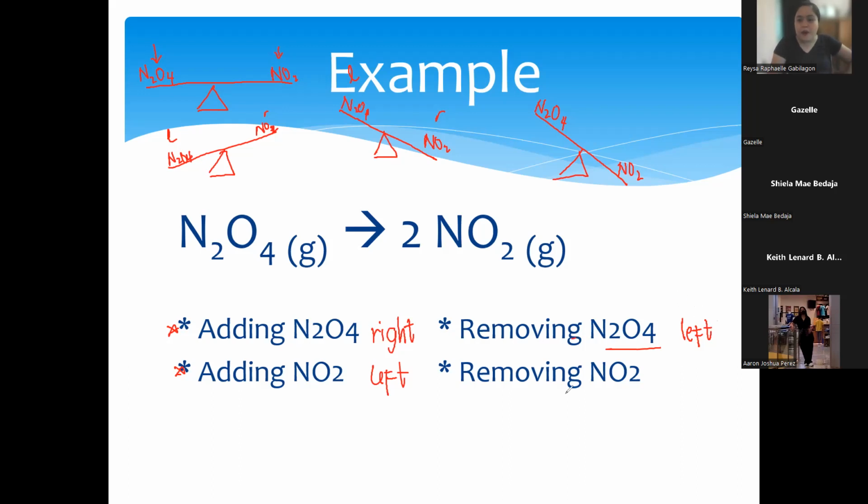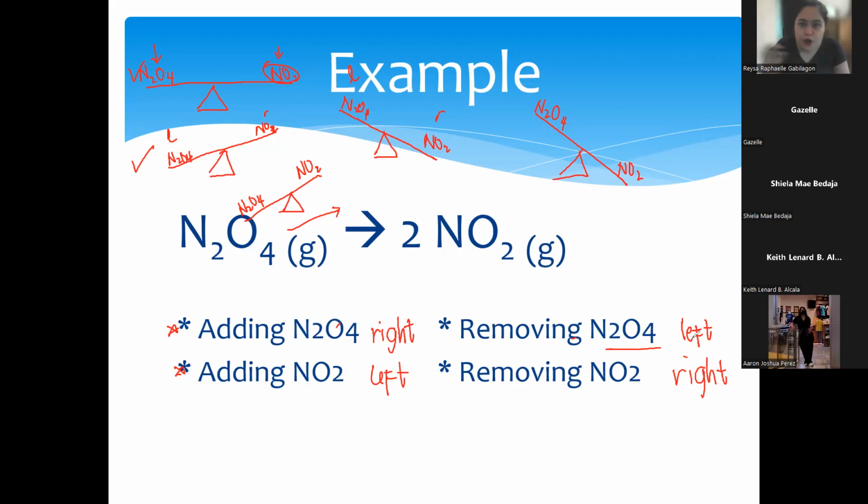Okay? Now, how about removing NO2? Ito na naman yung binawasan natin. Ano mangyayari? Siyempre, mas mabigat ito na side. So, parehas sila class ng drawing neto. Mas mabigat na ngayon si N2O4 kesa kay NO2 kasi nga nagbawas ng NO2. So, the reaction here, parehas sila going to the right. Okay? Going to the right yung ating reaction for this.